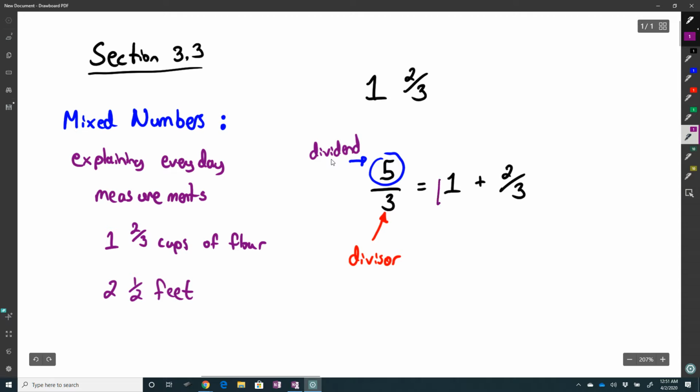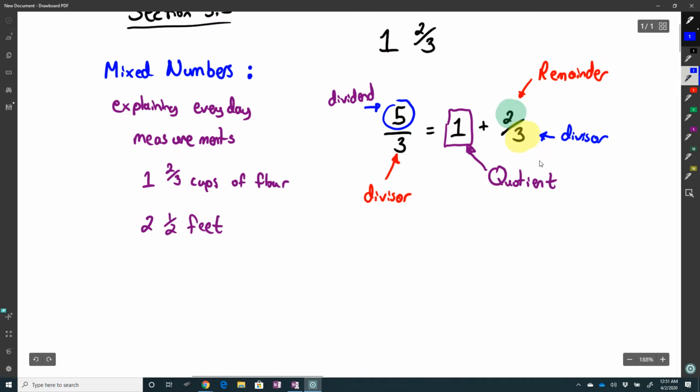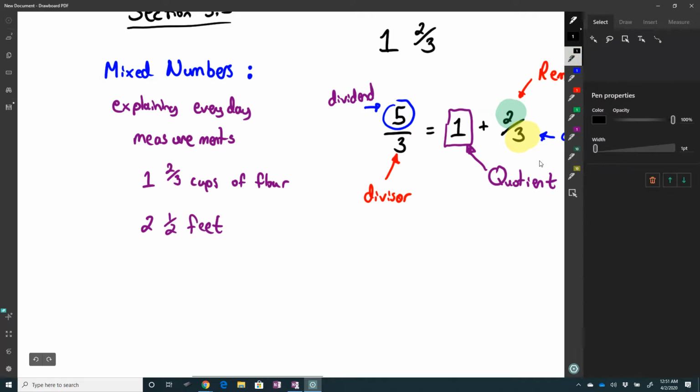This number here is called the quotient. Okay. The number here is called the remainder. And then again, on the bottom, you have the divisor. Okay. So in general, each part of this division has a name. Whenever you divide, every portion of the division has a name.